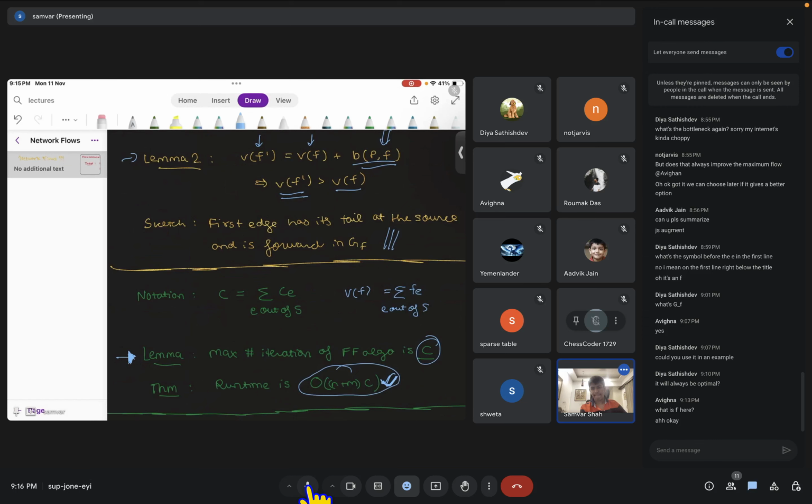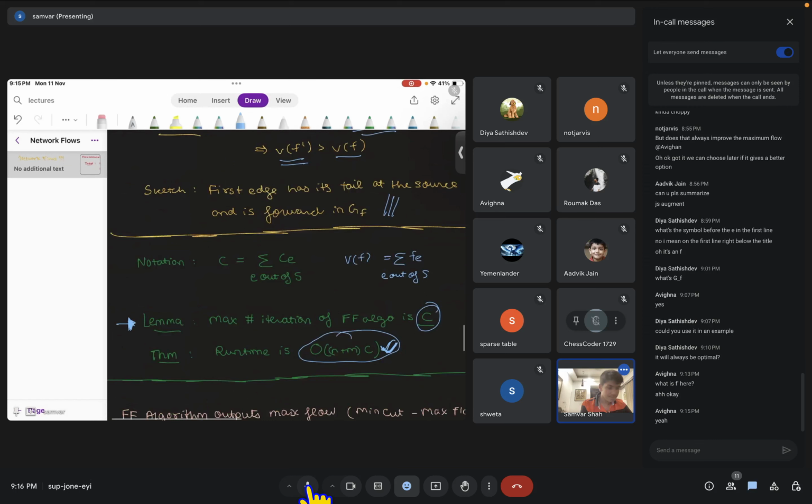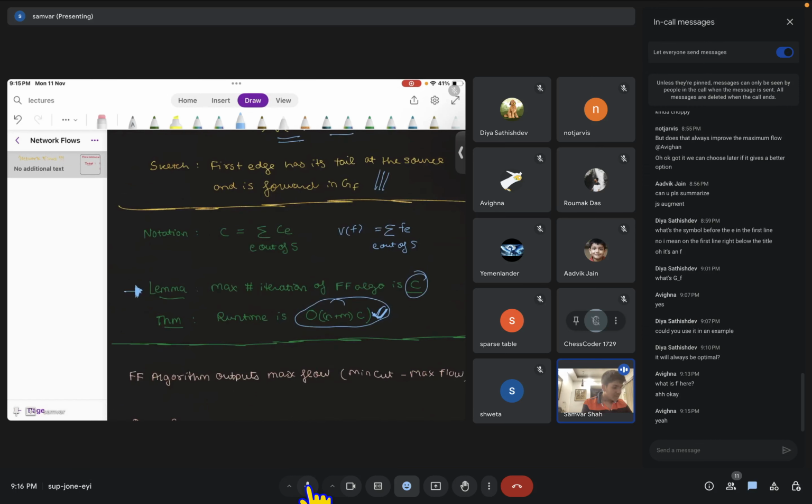Okay. So the min cut max flow theorem states that Ford Fulkerson's algorithm... Could you explain how you find the bottleneck?